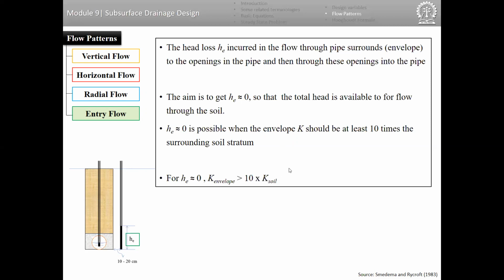So HE equal to 0 is possible only when the hydraulic conductivity of the envelope material is 10 times greater than that of the surrounding soil stratum. Only in that way can we achieve very low entry loss, or entry loss close to 0, when the envelope hydraulic conductivity is far greater than the soil hydraulic conductivity.